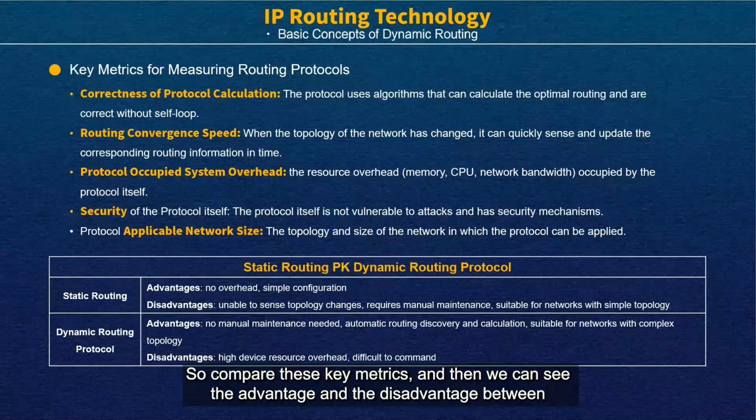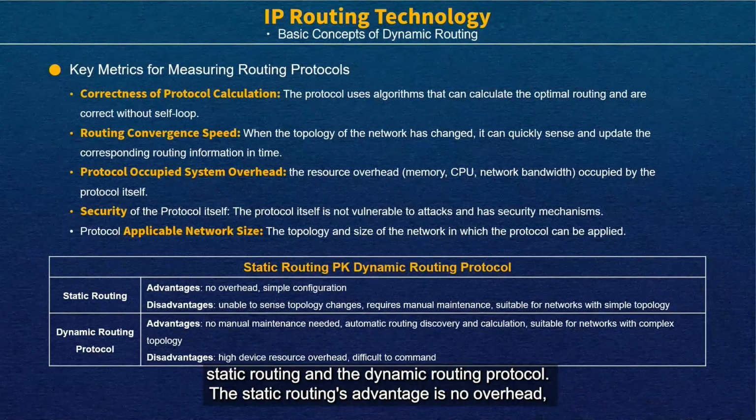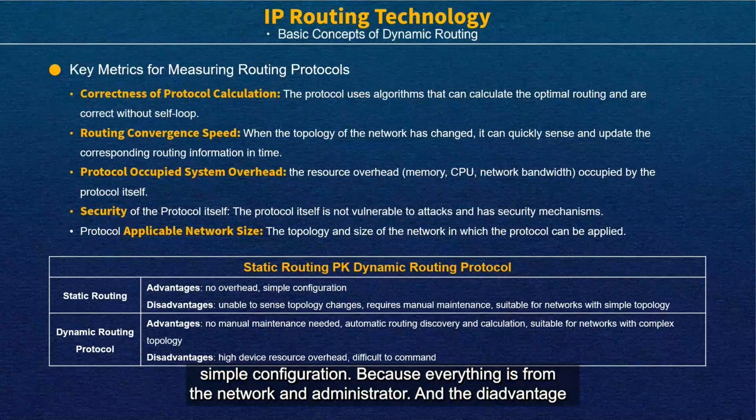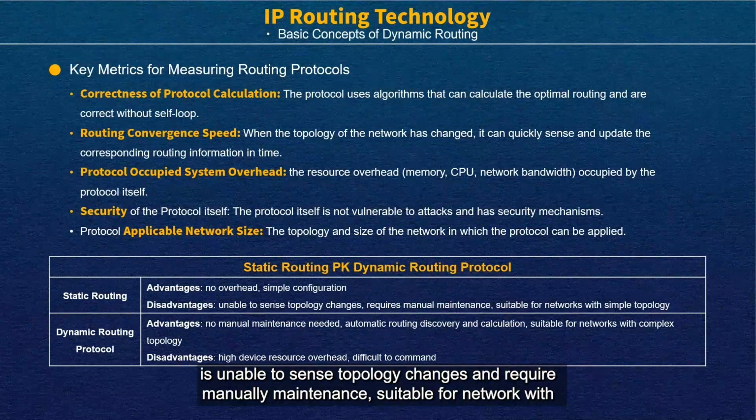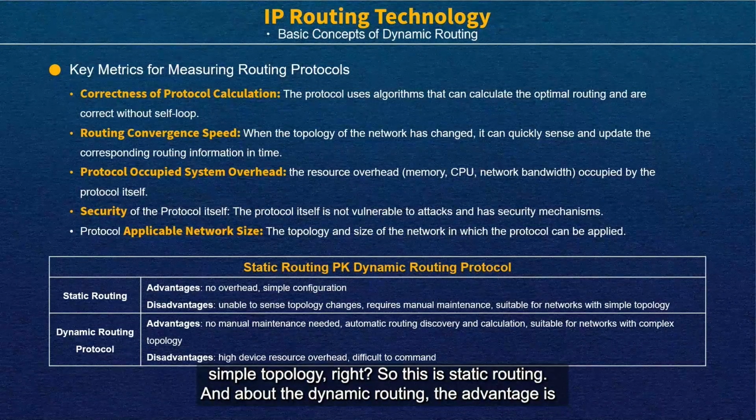So comparing these key metrics, we can see the advantages and disadvantages between static routing and dynamic routing protocols. The static routing advantage is no overhead and simple configuration, because everything comes from the network administrator. And the disadvantage is it is unable to sense topology changes and requires manual maintenance, so it is suitable for networks with simple topology. Right? So this is static routing.